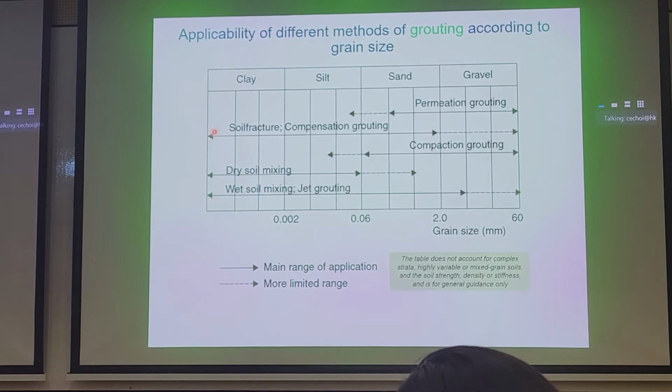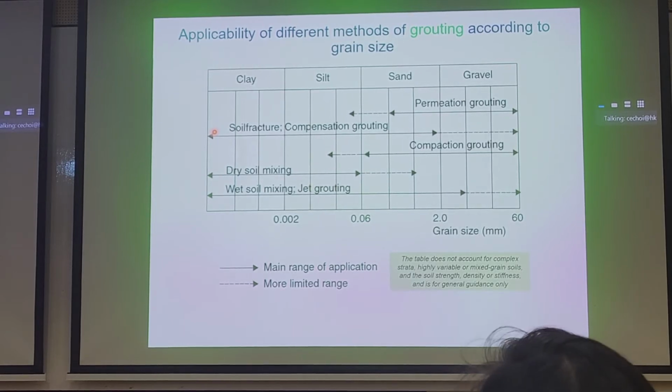Likewise, if you inject grout at high enough pressure and you have enough overburden pressure, that's a typical rule of thumb, maybe 70 kPa or maybe 3 meters of overburden, then you can also use soil fracture for sand and gravel type soil as well.